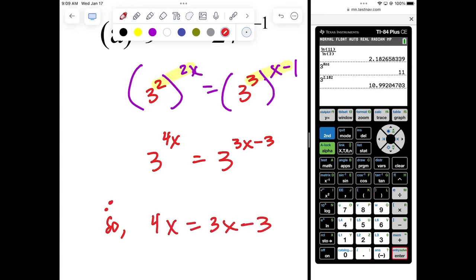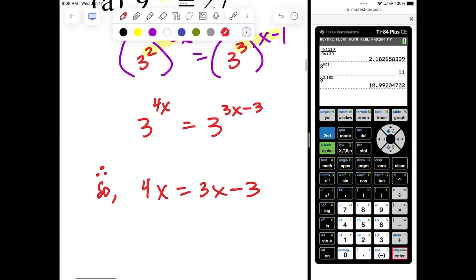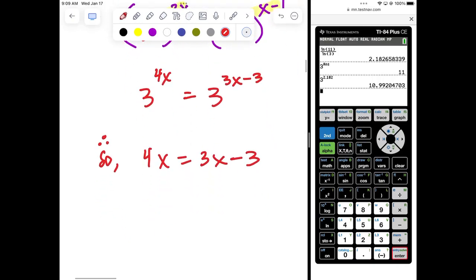Or you could put the therefore symbol, if you want to use the little triad right there, whatever you call it. That's kind of a cool symbol. But that means that it's a consequence of something. It's a consequence of the theorem. So 4x equals 3x minus 3. And now we're back in algebra 1, aren't we? We subtract 3x from both sides, and we get x equals negative 3, and there's your answer.